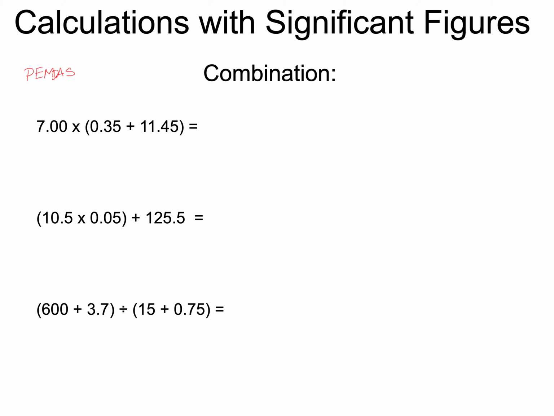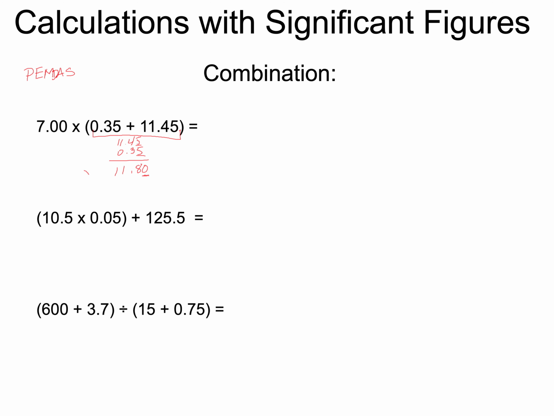So we're going to do our parentheses first, and this is our addition problem. So this is 11.45 plus 0.35, and that means the 5s are both in the hundredths place, so that's how far we'll report to. And that gives me 11.80 for that particular part of that calculation. And so we know that this is significant. So just keep in mind that that 0 is significant here.